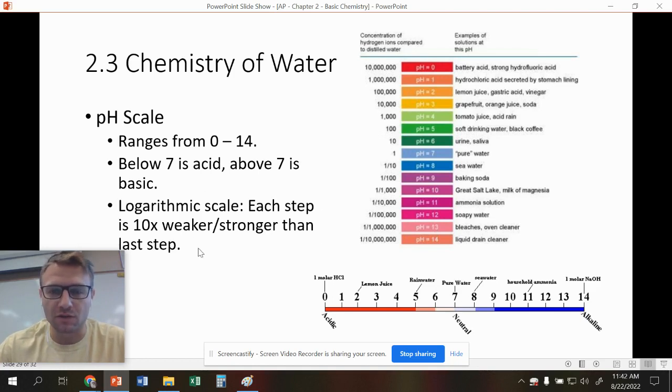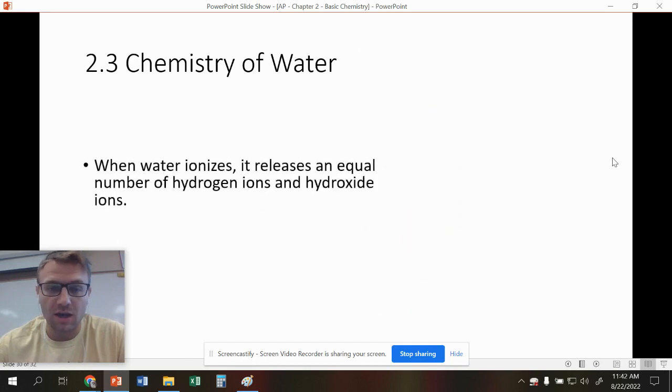But what I wanted to focus on here is the logarithmic scale of the pH scale. Each step is 10 times weaker or stronger than the last step. So pH of 6 is 10 times more acidic than 7. 5 is 10 times more acidic than 6. 5 is 100 times more acidic than 7 because you have to multiply 10 times 10. So if we're going from 7 to 4, it's 10 times 10 times 10, which is 1,000 times more acidic. So that's what it means by being a logarithmic scale for the pH scale.